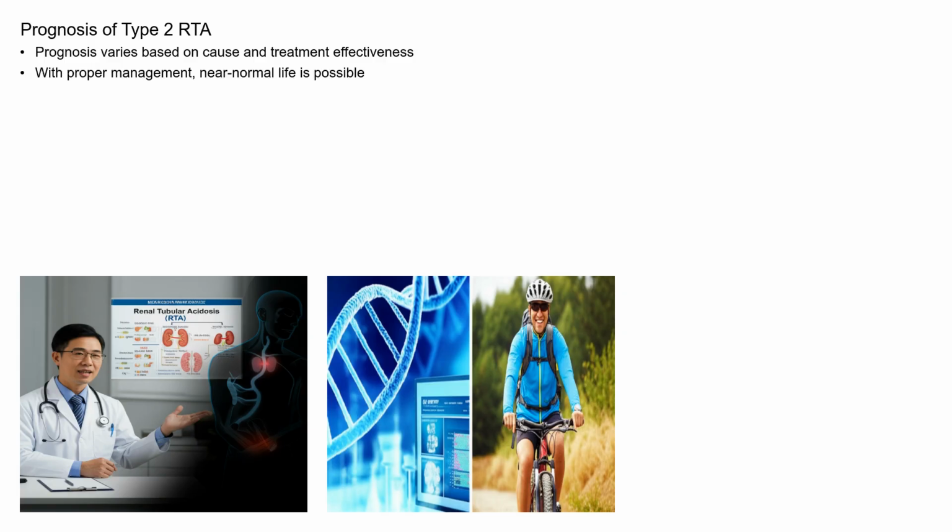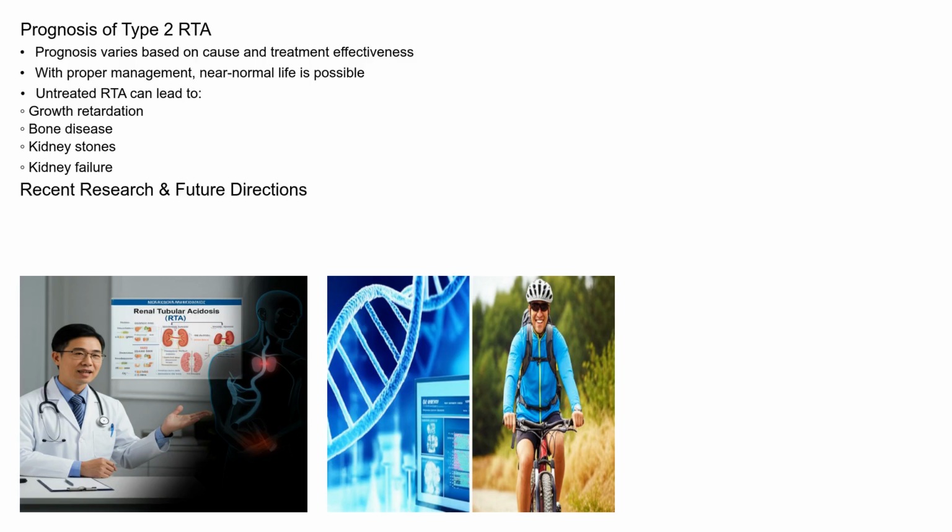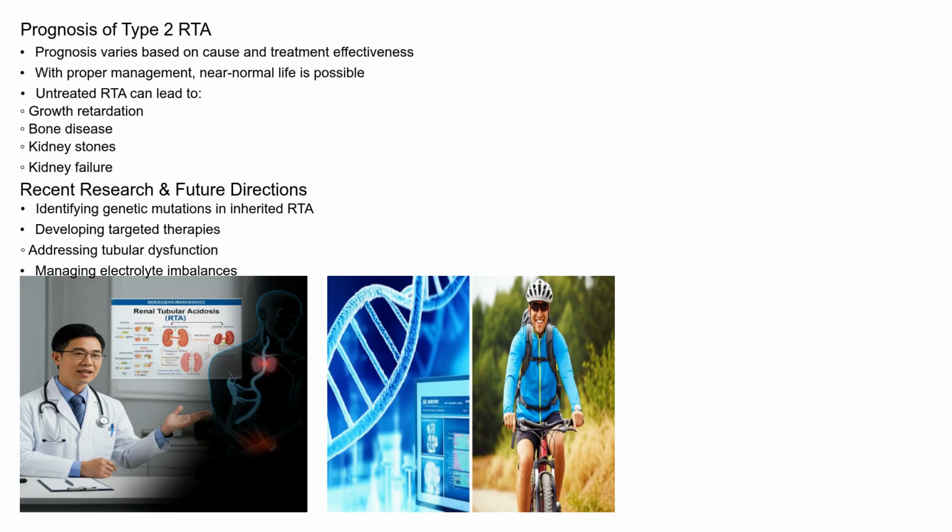With proper management, most individuals can lead relatively normal lives. However, untreated or poorly managed RTA can lead to serious complications, such as growth retardation, bone disease, kidney stones, and even kidney failure. Recent research has focused on identifying the specific genetic mutations associated with inherited forms of RTA and developing more targeted therapies to address the underlying tubular dysfunction. Also, research continues to explore more effective ways to manage the associated electrolyte imbalances and bone disease.